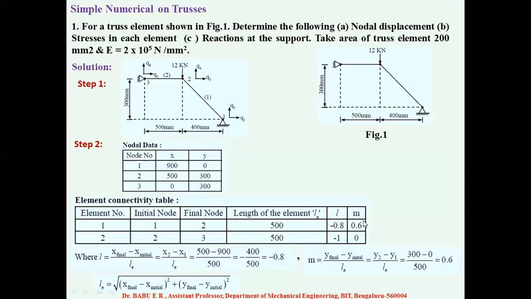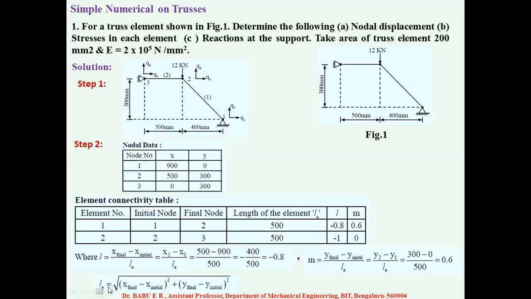Similarly, we have to find out M. For M, it is y of final minus y of initial divided by the length. For element 2, the final node is 2, the initial node is 1. So we can write it as y2 minus y1 divided by the length of the element. So y2 is how much? 300, minus y1 which is 0. So 300 minus 0 divided by the length of the element, which is 500, equals 0.6 mm. You just substitute this: minus 0.8 and 0.6. Similarly, you find out the values of L and M for the second element.